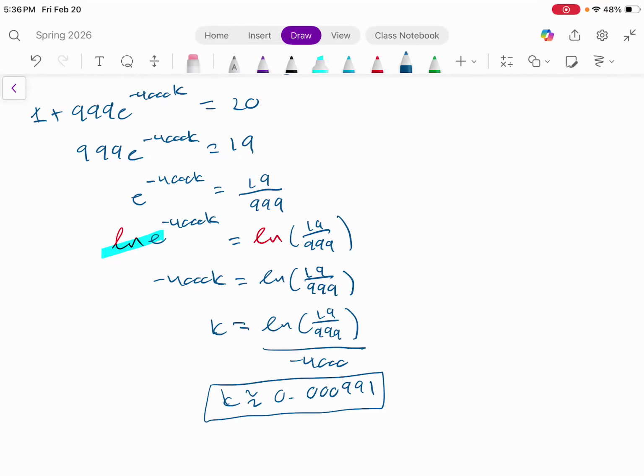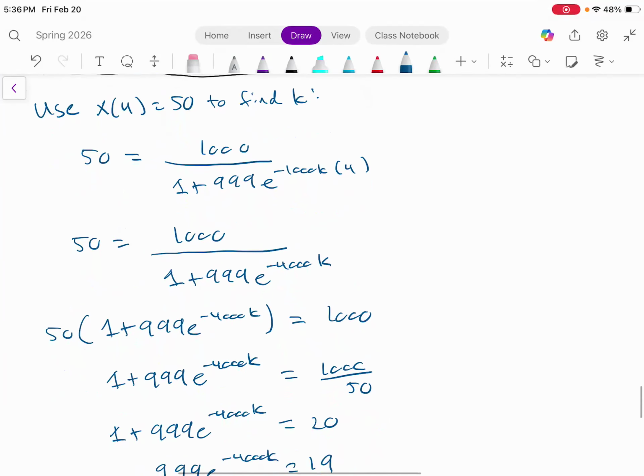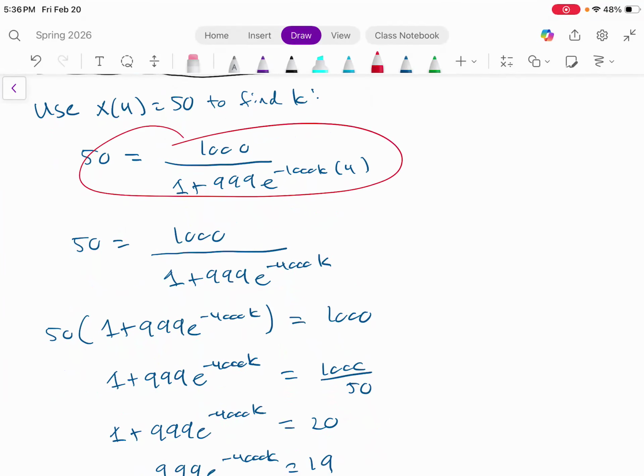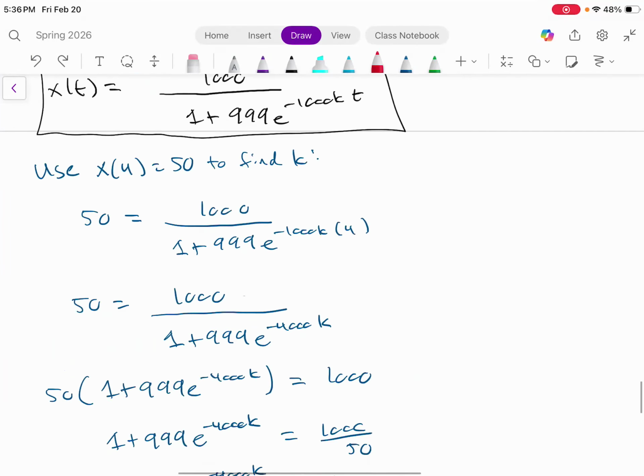Okay, welcome back everybody. So hopefully you got that K is approximately 0.00991, somewhere around this decimal. So hopefully you did all the right steps. Let's kind of backtrack a bit just to make sure. So this is what we started off with right here, before you tried it out, hopefully. But then you just want to solve for K.